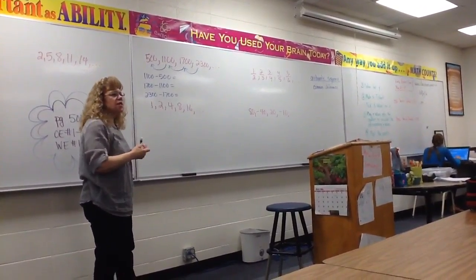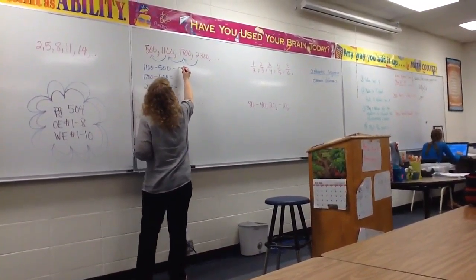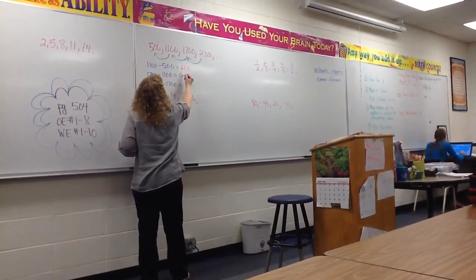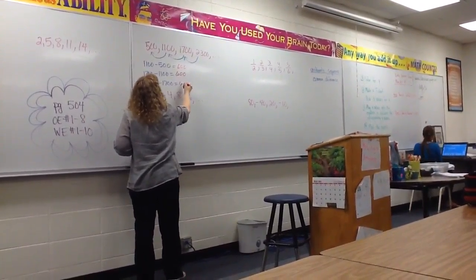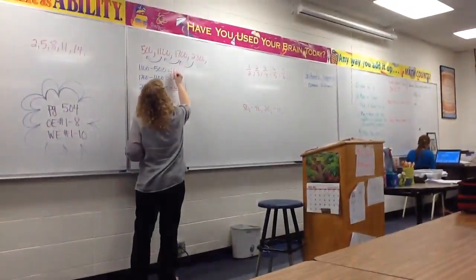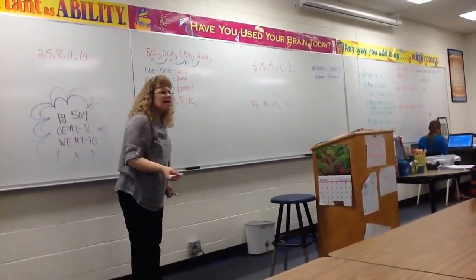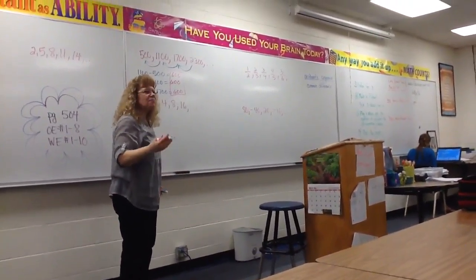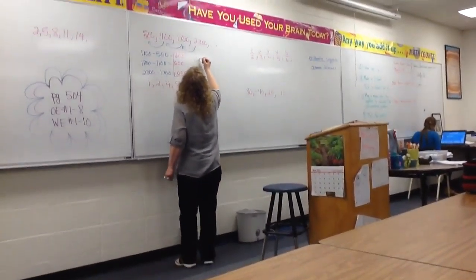What is 1100 take away 500? 600. Right. 1700 take away 1100. 600. And 2300, right. Does that have a common difference? Yes. And not only that, they ask you, what is the common difference?